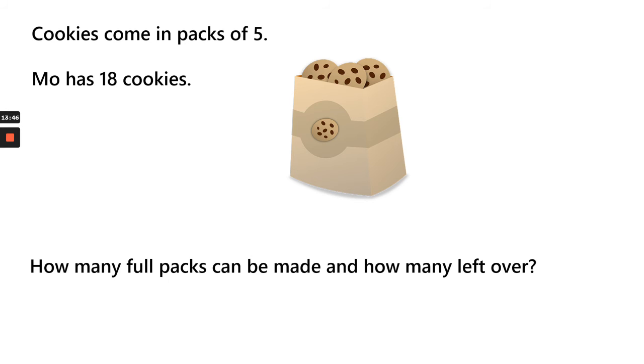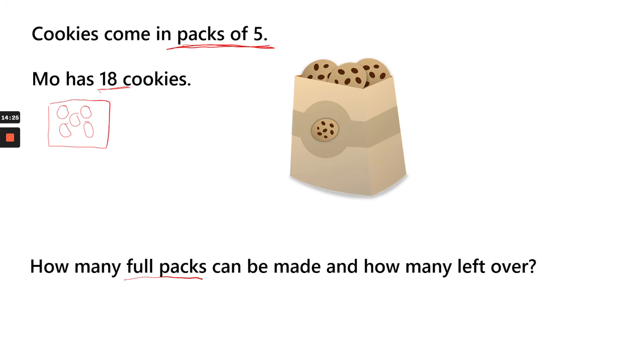Our first fact is that cookies come in packs of 5. So in each bag we will have 5 cookies. We need to fill our packs with 5 cookies. But we only have 18 cookies. So let's count our bags of cookies together. Here's our first bag of cookies. We can only put 5 in. Let's put 5 in. 1, 2, 3, 4, 5.